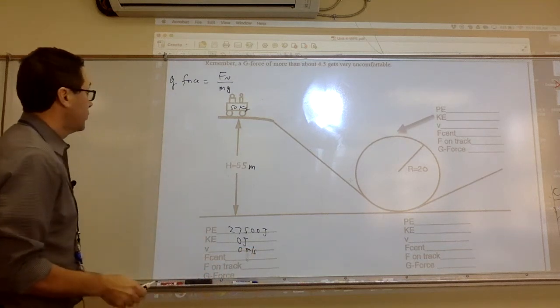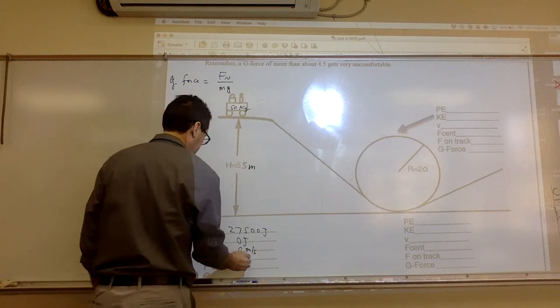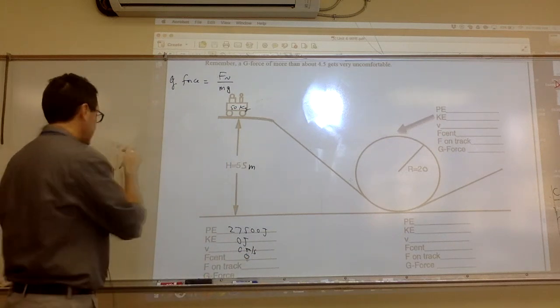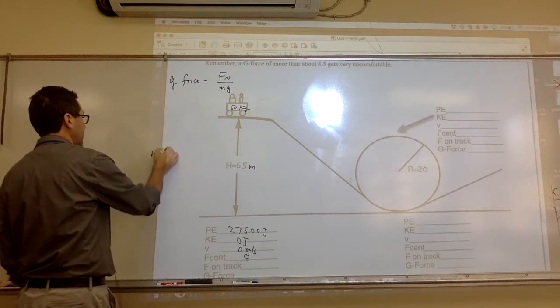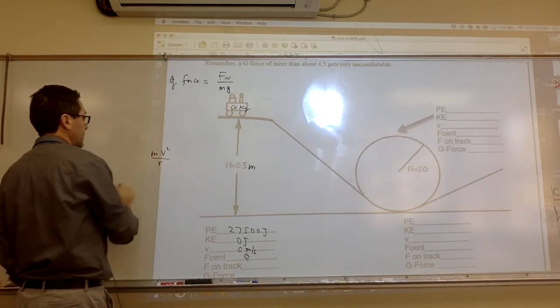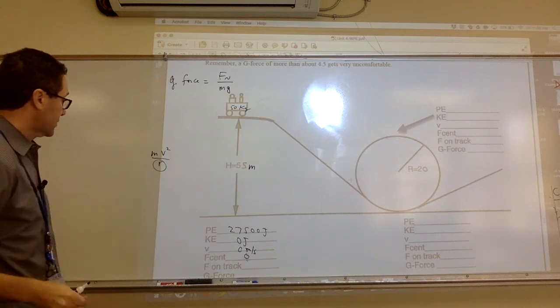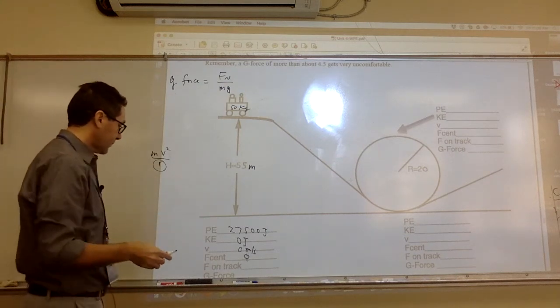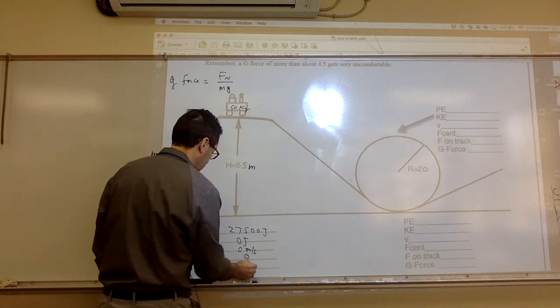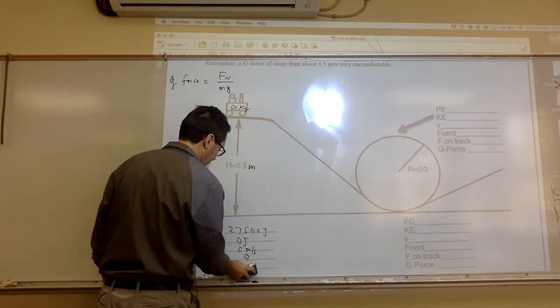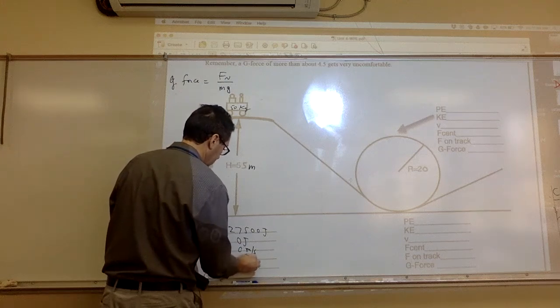The centripetal force is 0 because this is a flat surface, it's not even a circle. Centripetal force is basically mv squared over r, and now the r is infinite. In other words, it's a flat surface, so that's going to end up being a 0. So the centripetal force is 0.